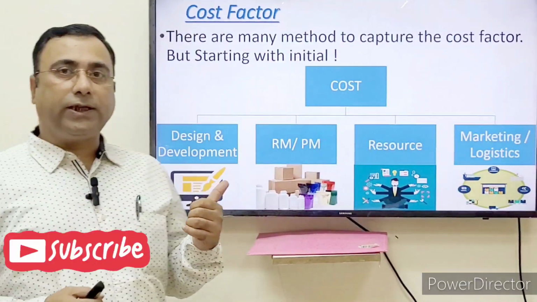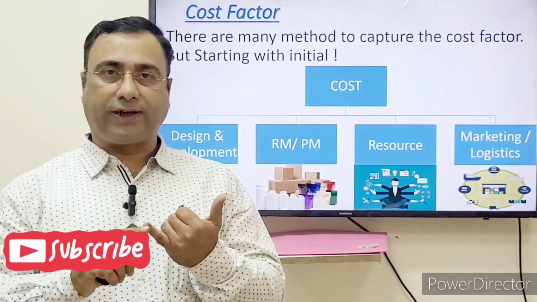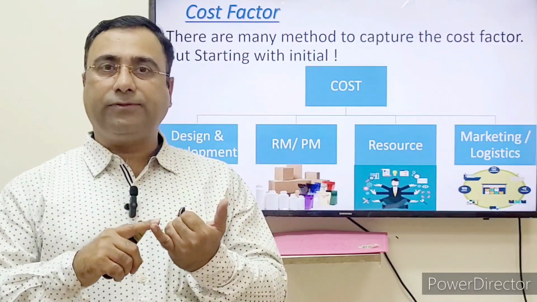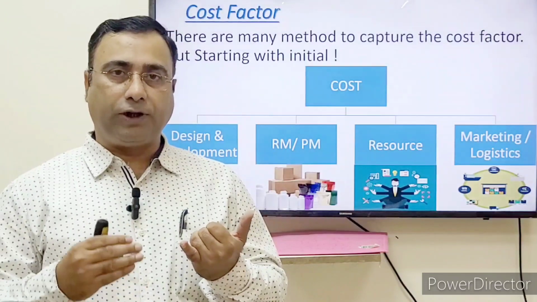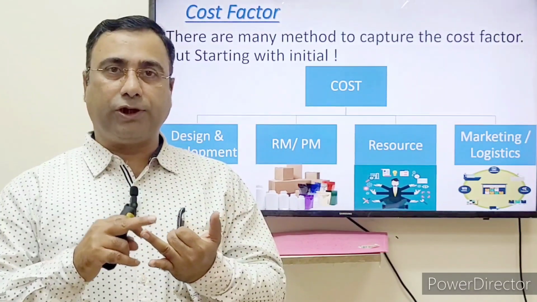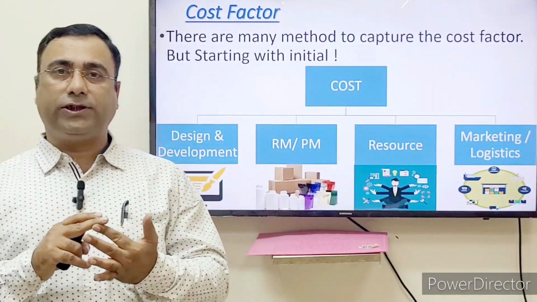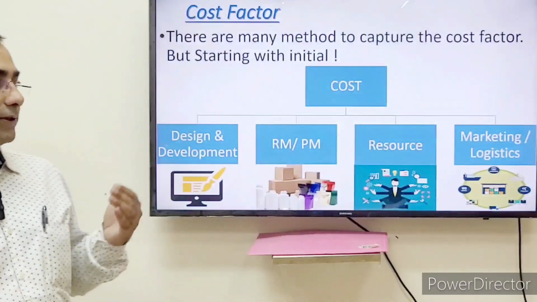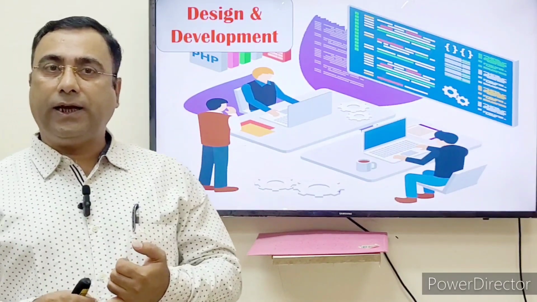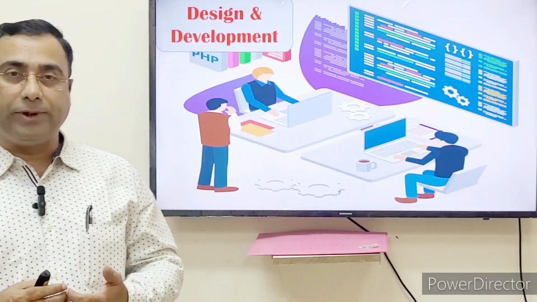So in the cost sector, how do you calculate that, how do we understand? There are four major factors. The first one is design and development, that is from the inception and to develop the final shape you are giving. Then there is RMPM cost, then resource cost, and finally marketing and logistics cost. So remember these four factors. However, the losses in each stage continuously happen and you have to monitor them on a regular basis.